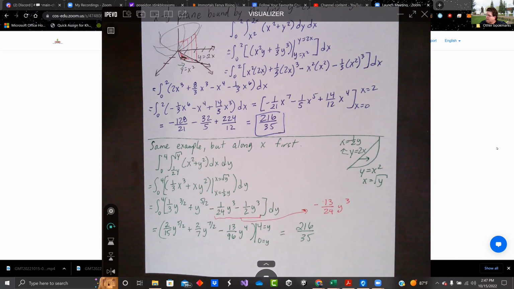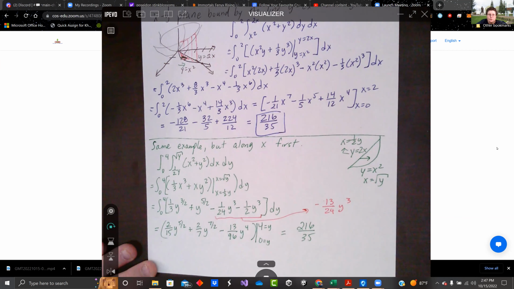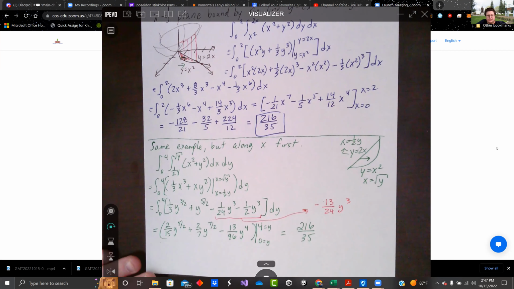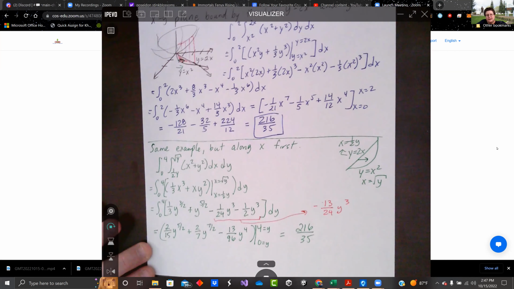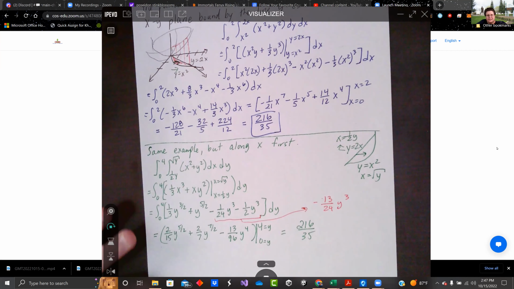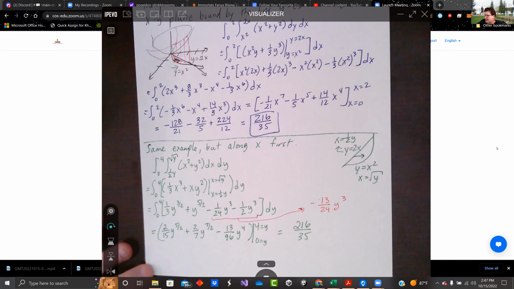When we integrate, we get 2/15 y to the 5/2 plus 2/7 y to the 7/2 minus 13 over 96 y to the 4th. And we're doing y equals 4 and y equals 0. And again, we end up with 216 over 35. So we get the same answer either way.